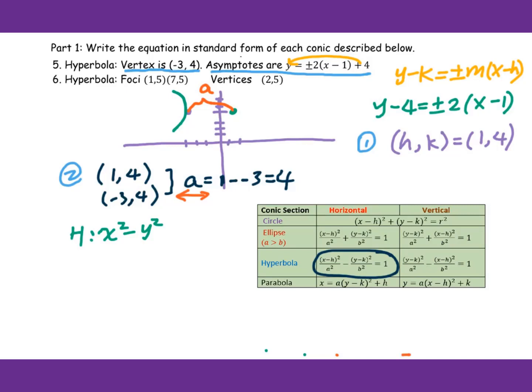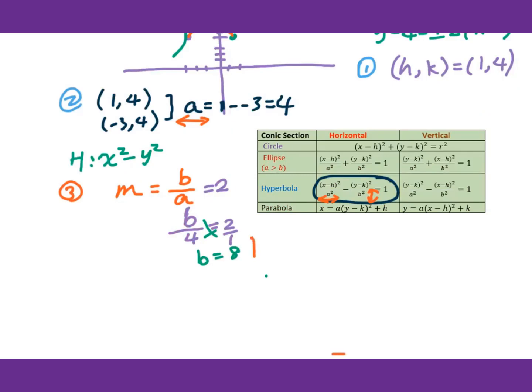Then the slope for the asymptote line. A is horizontal, B is vertical. Slope equals B over A because rise over run. That equals, look at over here, that will be 2. We know A equals 4 already, so we got B over 4 equals 2. Cross multiply, you will get B equals 8. B will be vertical. Then using this HK and A and also the B, we can write down the equation now.